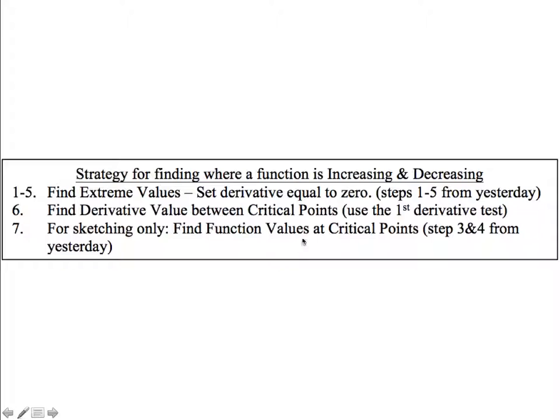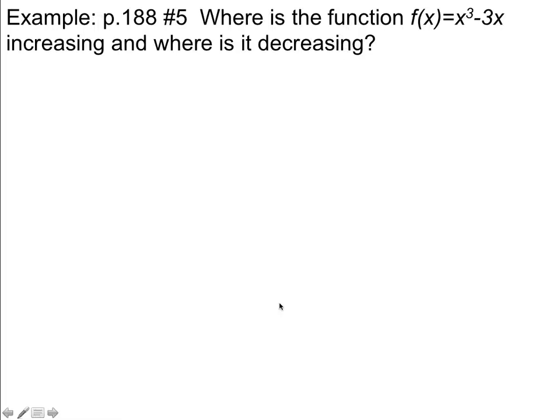So our strategy for increasing and decreasing is that we're going to stick with steps 1 through 5 for finding extreme values. We did an anchor chart with that, and it should be up on the board. And we're going to add a step 6 here, which is going to be the first derivative test. So we're going to do that first derivative test and look at those derivative values. And step 7 is actually tied up in steps 1 through 5. If we're going to sketch the function, we'll grab some function values.